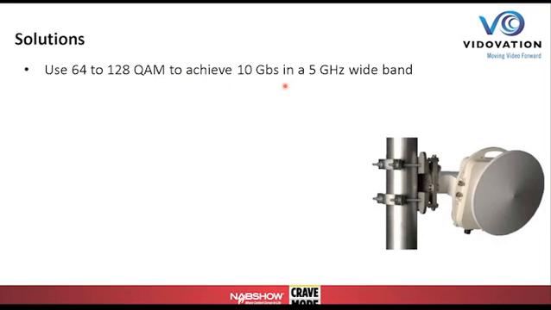64 to 128 QAM is achievable for a 10 gigabit per second link, and in a carrier bandwidth of 5 gigs wide. So within the FCC standard, we can achieve this at 60, 70, and 80 gigs. We're looking at the feasibility of doing 512 QAM. Again, the higher order modulation, you lose your noise floor in your receiver or in your link budget. There always is a trade-off.